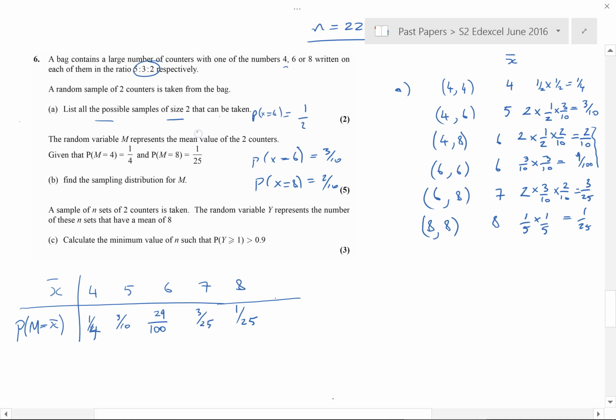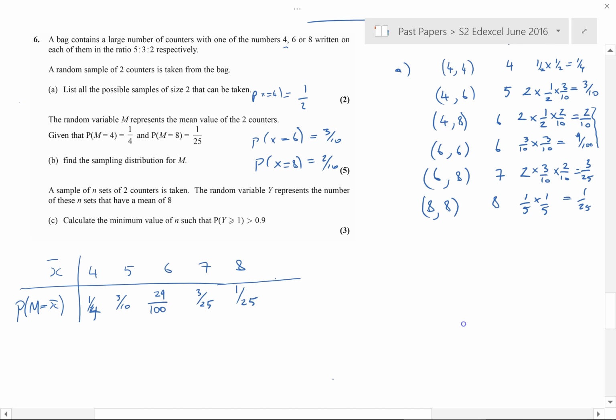Because it told us a quarter there, I don't know why I wrote half there, but anyway, we've resolved it in this quarter. Okay, so that's part B done.